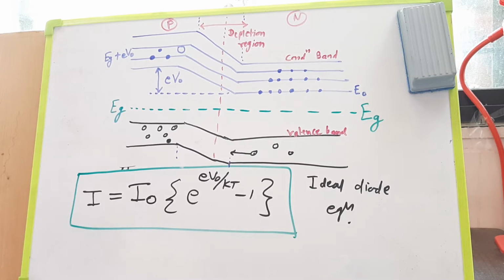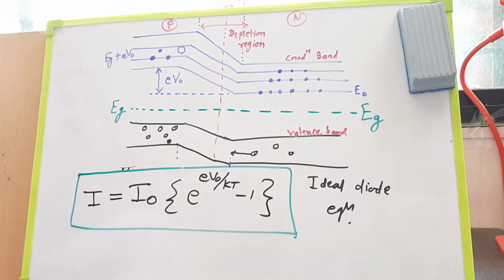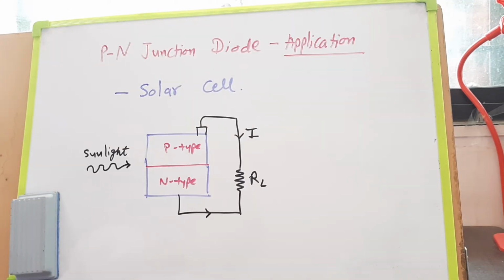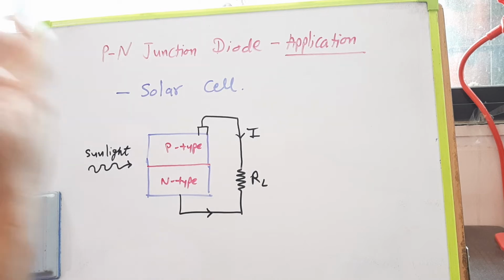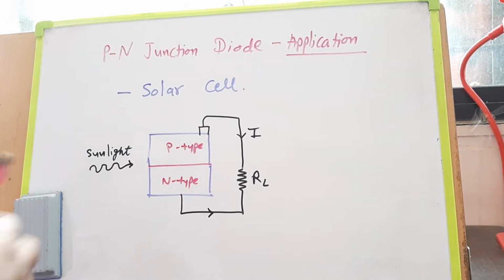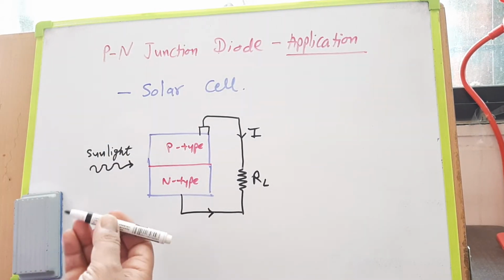I was telling you that some of the further part I wanted to discuss is the p-n junction diode and its application for the solar cell. So just in a few minutes I will be discussing that. So the next part is the application of the p-n junction diode. Again, this is a very important topic.